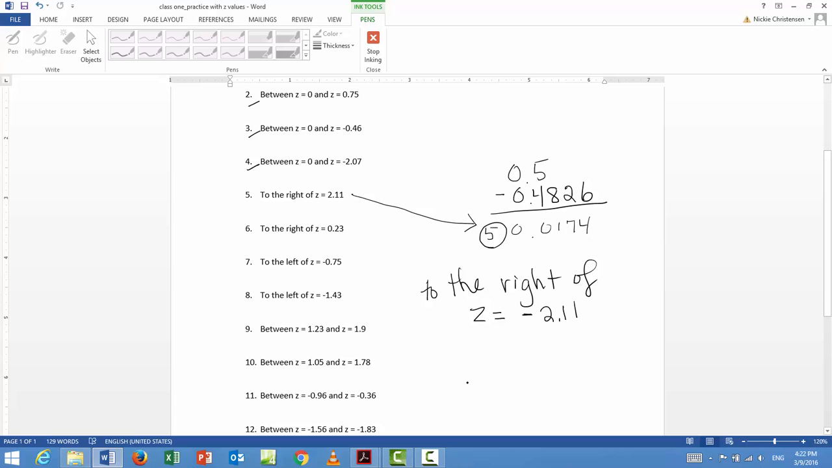So, to the right of z equals negative 2.11, what we know from our table is that here's where our z-value would be, negative 2.11. Here's the mean. From the little work we've already done, this area that I'm shading, the area between my z-value and the mean, is 0.4826. Let's just write that down here.